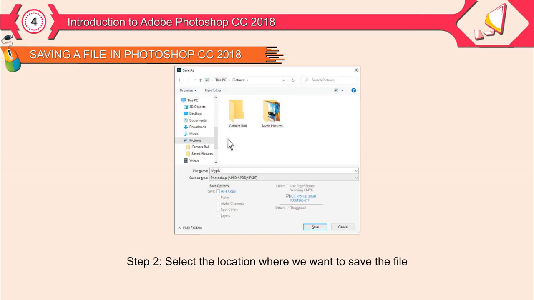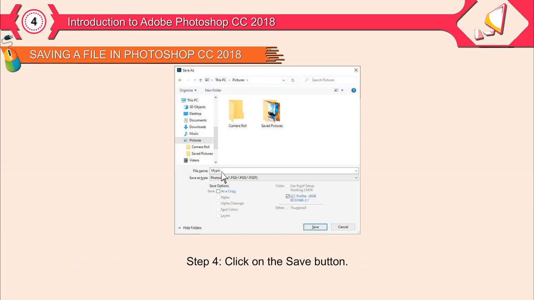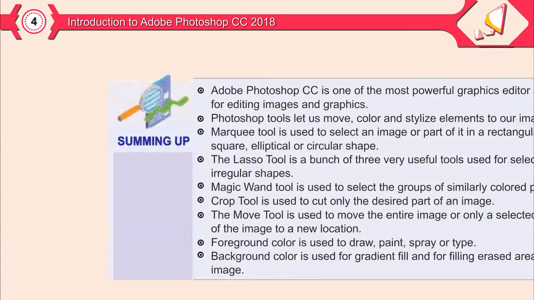Step 2. Select the location where we want to save the file and type the file name in the File Name text box. Step 3. Select the appropriate file format for the file to be saved from the Save As type box. Step 4. Click on the Save button.